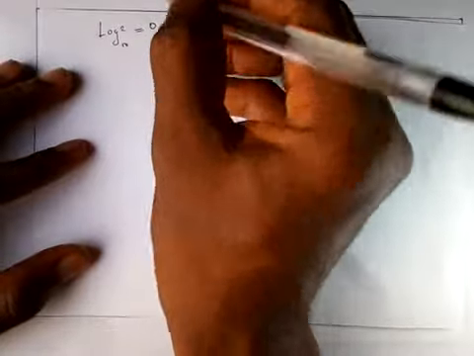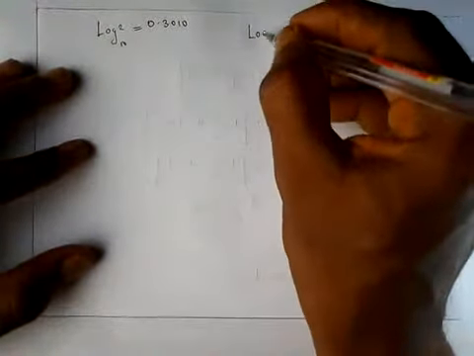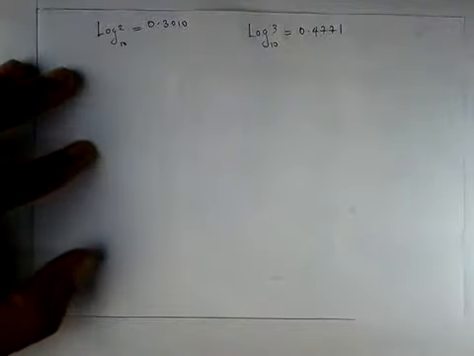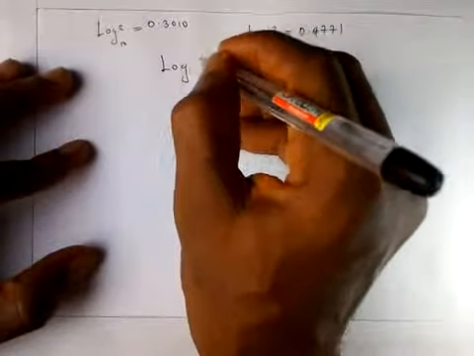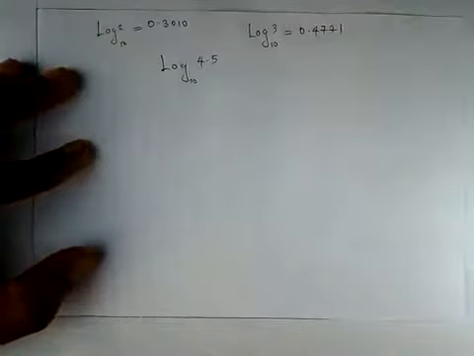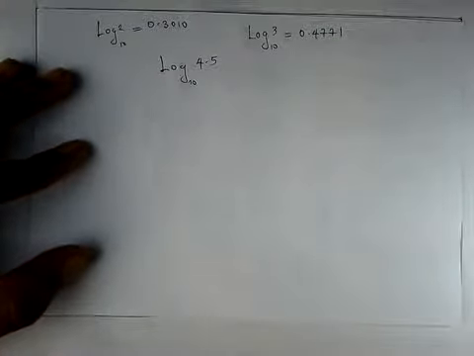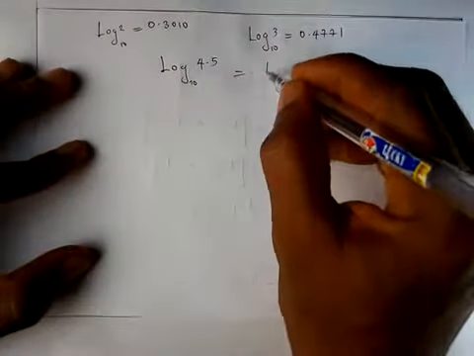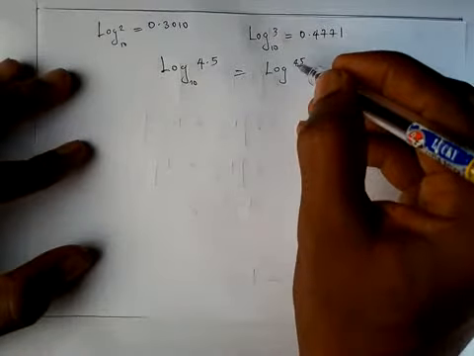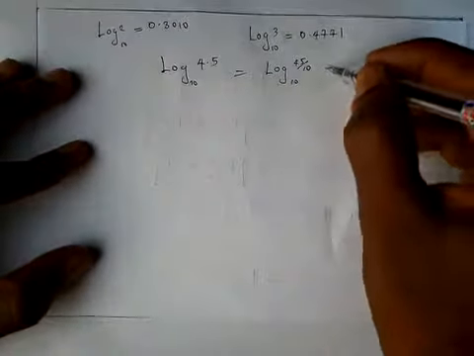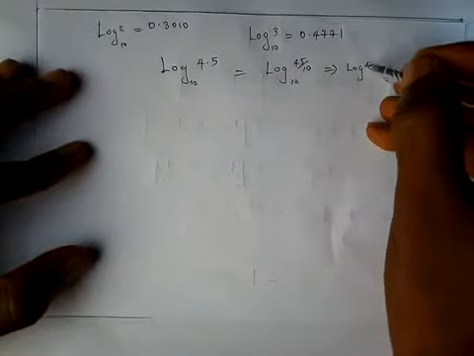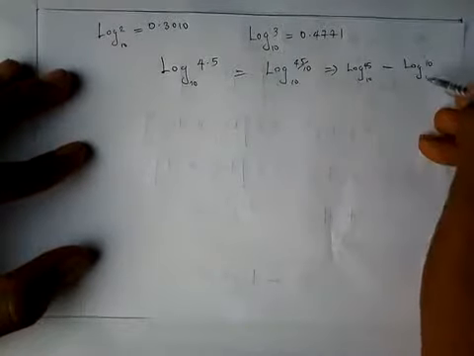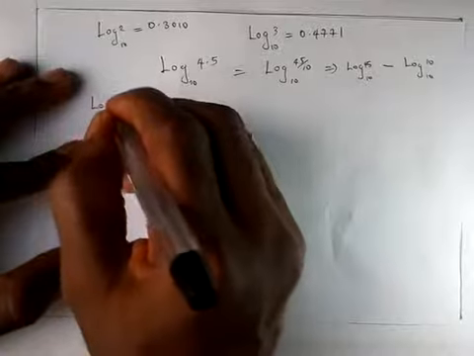Now the next question is saying that we're given log 2 to base 10 to be 0.3010, and log 3 to base 10 is 0.4771, and we're now told to evaluate log 4.5 to base 10. Log 4.5 is the same thing as log 45 over 10 to base 10. And this is log 45 minus log 10. Don't forget that it's all in base 10.